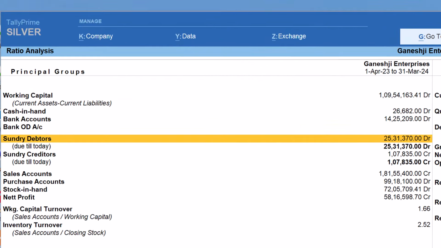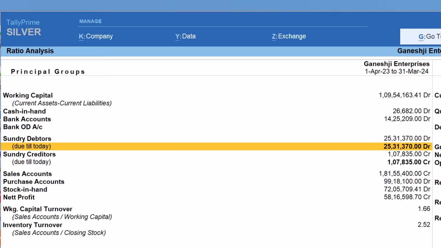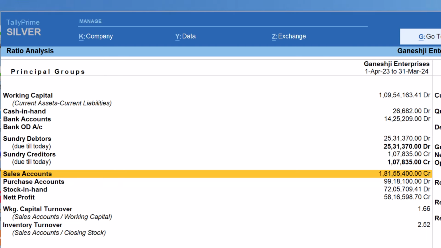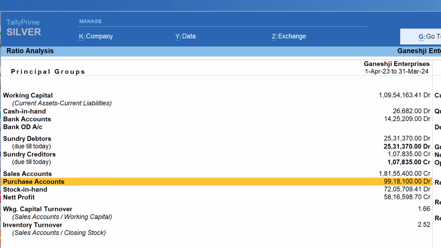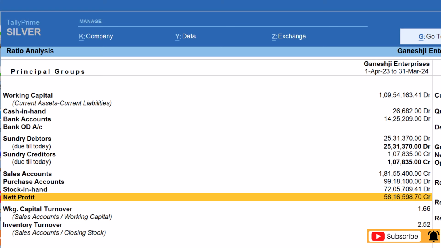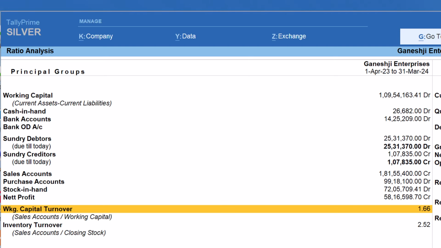The next information is the sundry debtors which are to be received, and the amount due till date is the same. Similarly, the total sundry creditors to be paid is 1,07,835 and the amount due till today is also 1,07,835. The next information is sales, the total sales for the company as on date, and the total purchases for the company as on date. The next one is stock in hand, which is the closing stock that is available, and the net profit amount. The next one is working capital turnover.